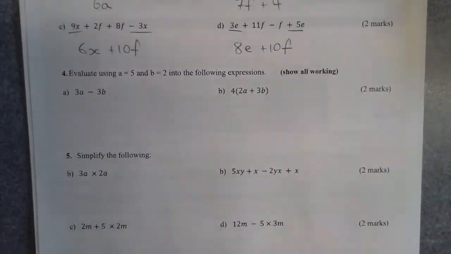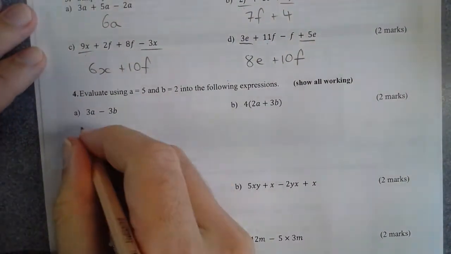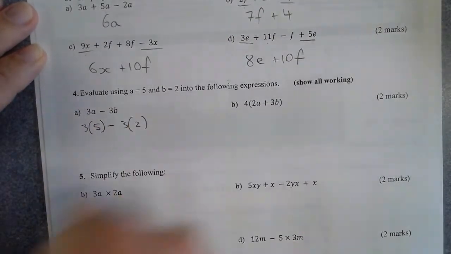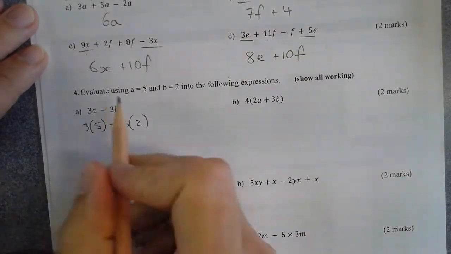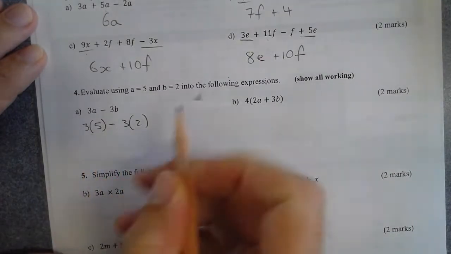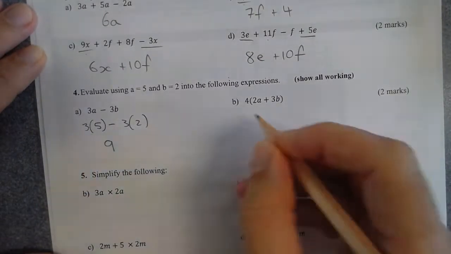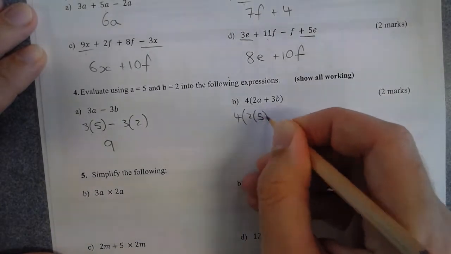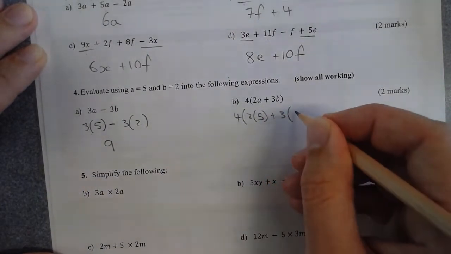Question 4. Evaluate, so we're substituting, so it's 3 lots of our 5 minus 3 lots of our 2. Type that into your calculator. 15 take away 6 is 9. So for this one, it's 4 lots of 2 lots of our a plus 3 lots of our b.